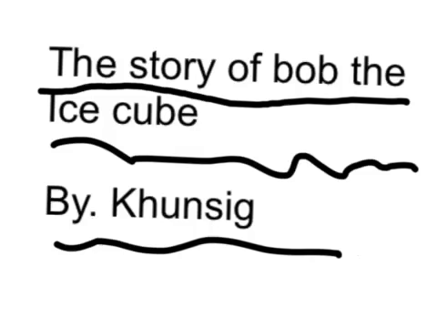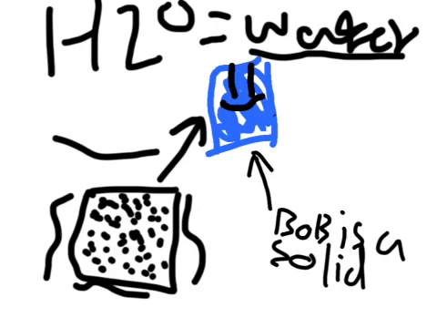So this is a story of Bob the Ice Cube by me, Khunsig. Bob is an ice cube, so I will be showing you how Bob is going to go from a solid to a liquid, and from a liquid to a gas, and from a gas to a liquid, and from a liquid to a solid, using water, because water does that all the time. So, here we go.